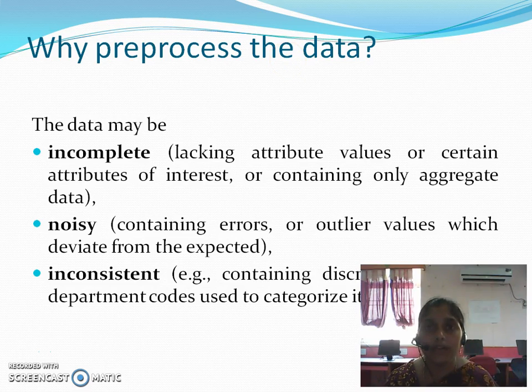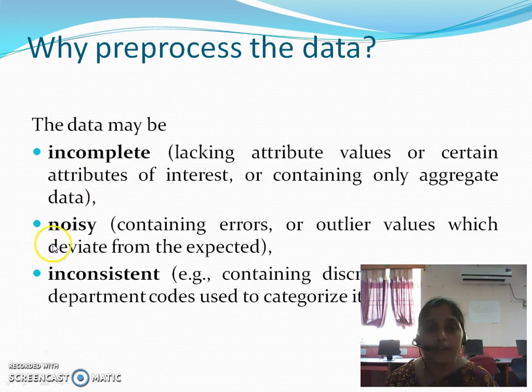Because real world data is dirty. Whenever you are collecting data from heterogeneous places, the data may be incomplete, the data may be noisy, or it may be inconsistent. Incomplete means it has some missing values. There is a lack of attribute values. Some of the attributes may not be filled, or there is a lack of attributes of interest, or it will contain only aggregated data.